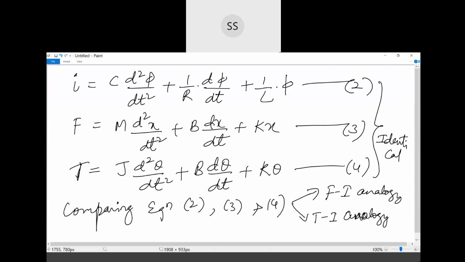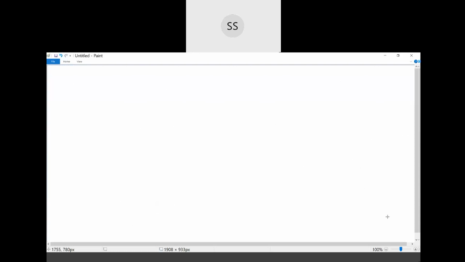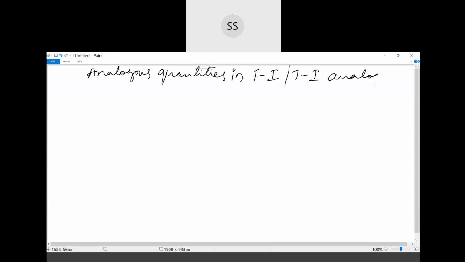Now we can prepare one more table, similar to the previous one. Here I am writing the analogous quantities in the force current or torque current analogy. What is the first column? Here again it is the mechanical translational system.